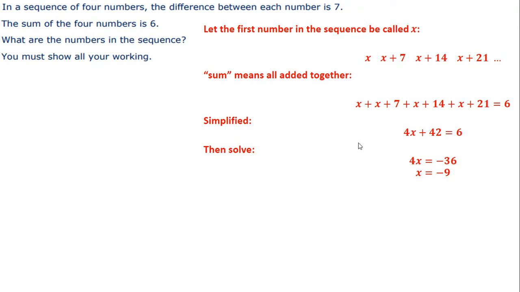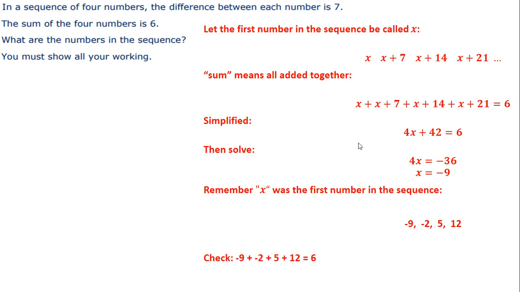Now x is minus 9, but just remind ourselves that x was the first number in the sequence. So if x is the first number in the sequence and the difference between each number is 7, this is what our sequence is going to look like. So now we can just check that when we add those together we get 6, which we do.